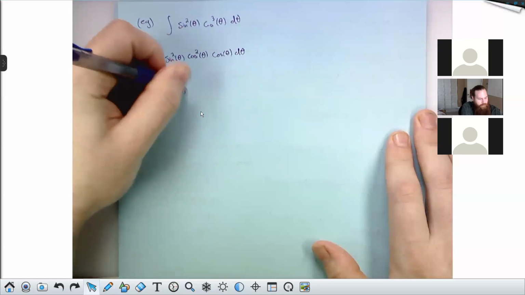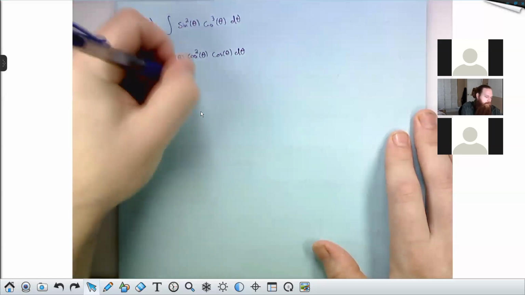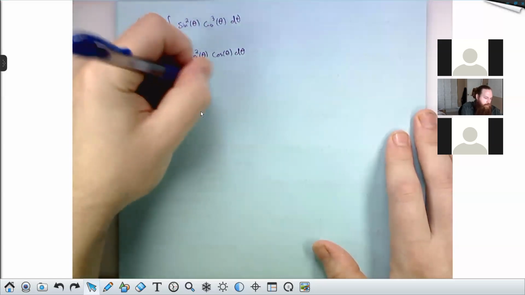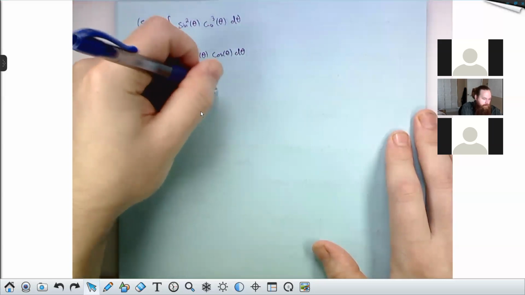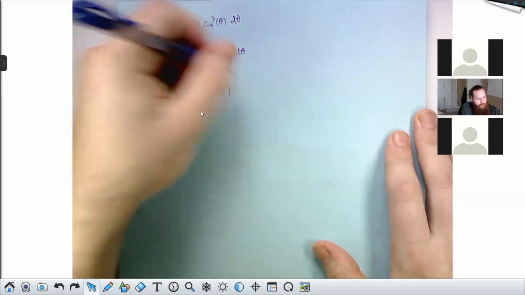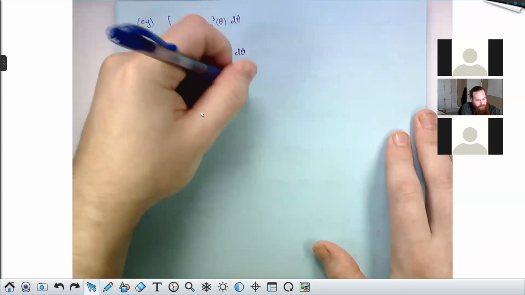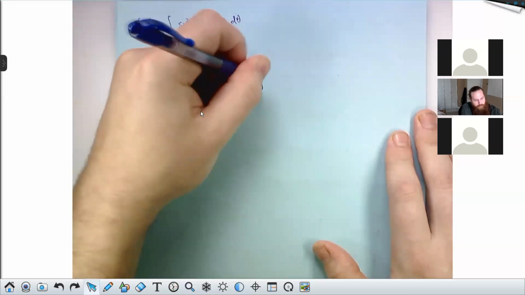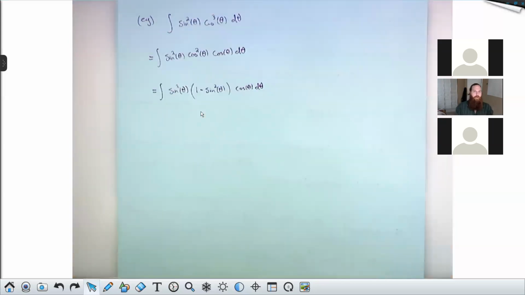The sine squared theta comes along for the ride. This cos squared I rewrite as parentheses 1 minus sine squared. And then I've still got this cos theta d theta hanging off the side. And what you see here is that this would be a polynomial if I substituted for sine. That's good. And this is exactly what I need to make that substitution.